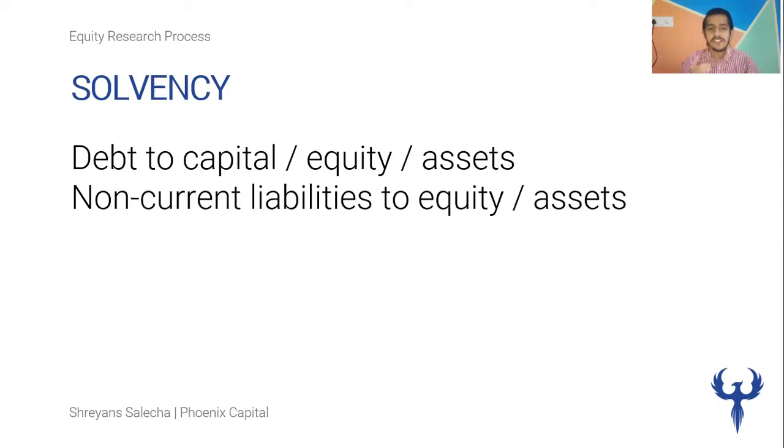The second one that you could look at is all the non-current liabilities to equity and assets, and this would be slightly higher than the previous ratio. This just gives you an additional perspective about the long-term liabilities of the company versus the net worth of the company or the total assets of the company.